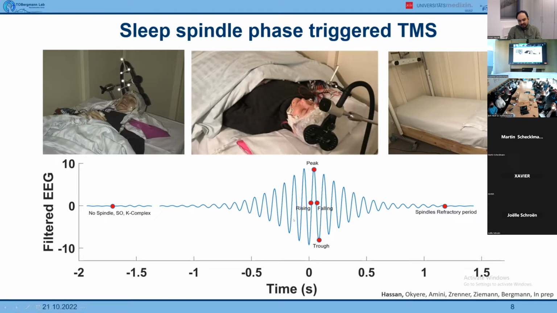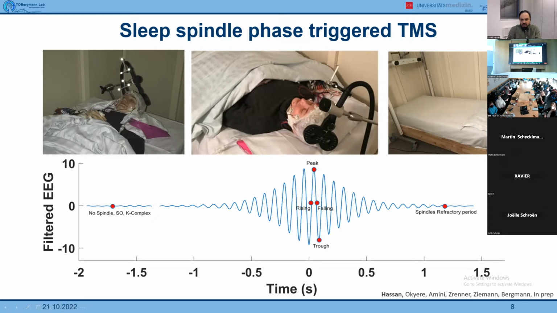A spindle has occurred, and then there were 4 different time points within an ongoing spindle. So it's rising, peak, falling, and trough. So these were the 6 conditions that we chose, and we decided to do single pulse TMS and then measure MEPs to quantify the excitability inhibition profile of the spindle.